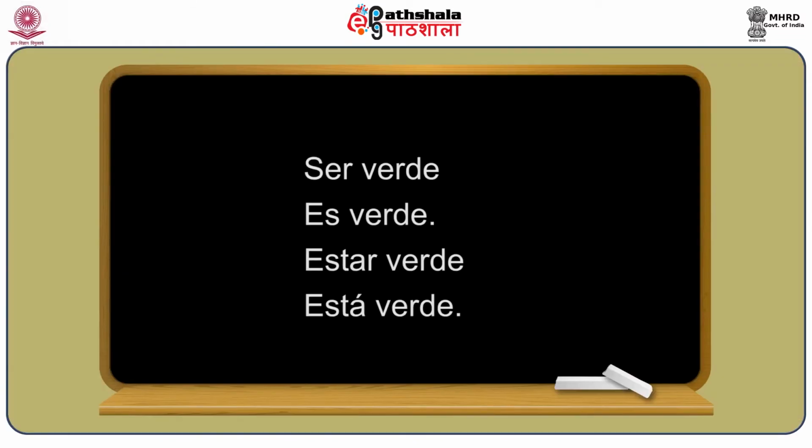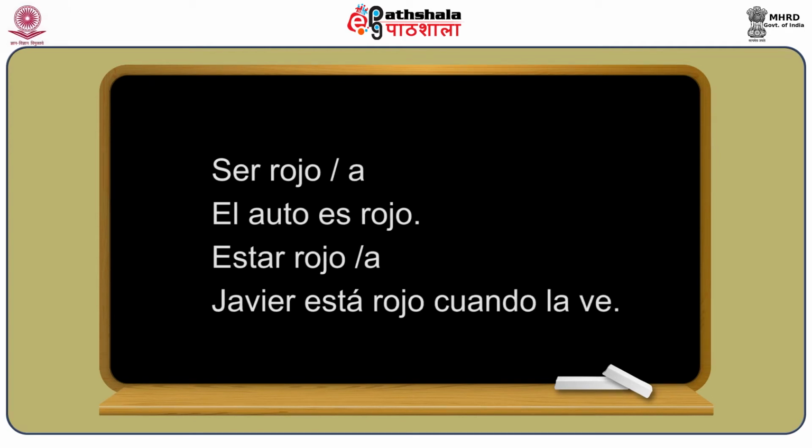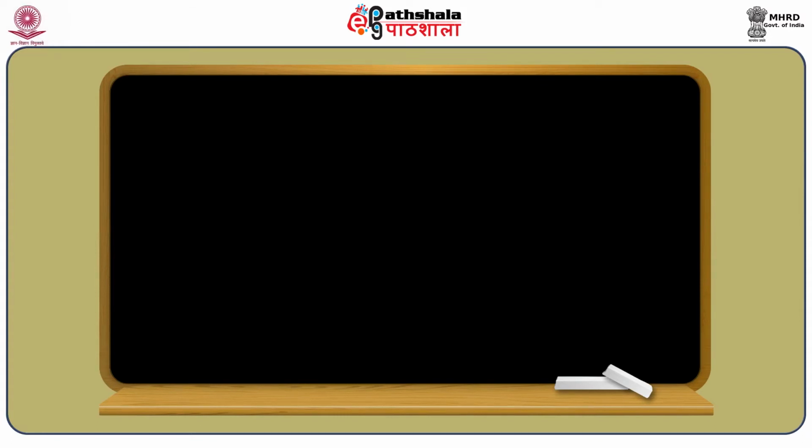Ser verde meaning to be green, and estar verde meaning to be unripe. So if I say es verde, it means it's green, and if I say está verde, it means it's unripe. Ser rojo, again it means red, and estar rojo is to turn red or to blush. So if I say el auto es rojo, means the car is red, and if I say Javier está rojo cuando la ve, means he turns red when he sees her.